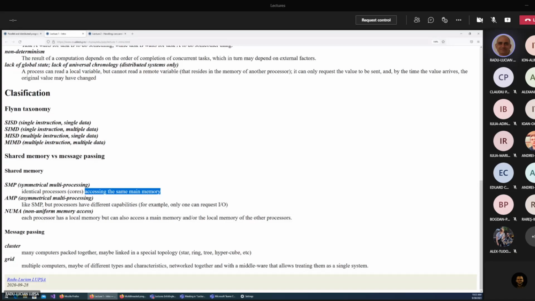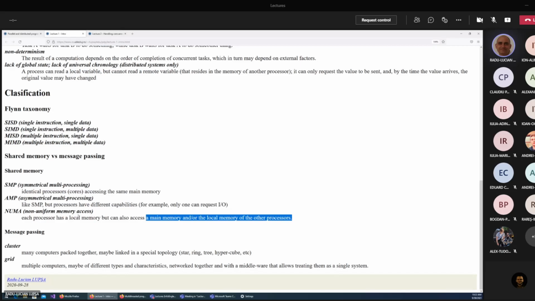And you can have non-uniform memory access, where you have both local memory and main memory. So not all the memory parts are equal. So it's a bit like you have multiple independent computers also accessing a shared memory.